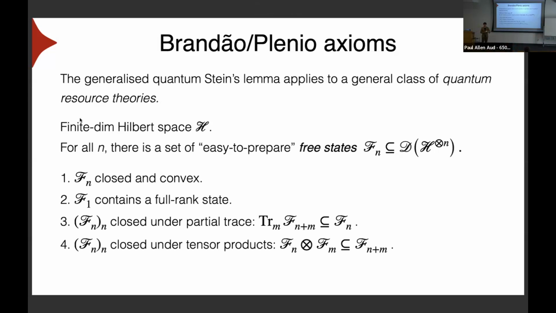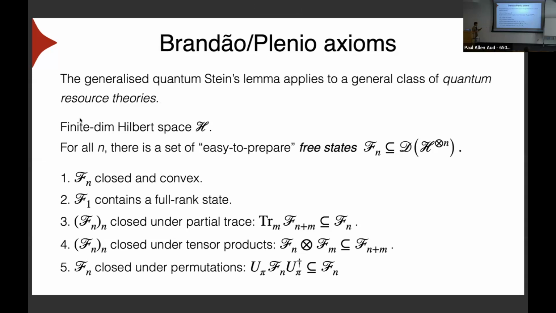The family is closed under tensor products. If you prepare a free state over n systems and a free state over m systems, and you just look at them together, there should also be a free state of n plus m systems. Why not? And the final axiom is that you can always shuffle the systems. It doesn't matter how they are ordered. If you have a free state over n systems, you shuffle the systems, that's again a free state.